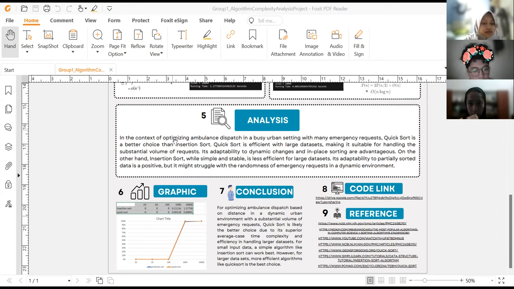And next, the conclusion: for optimizing ambulance dispatch based on distance in a dynamic urban environment with a substantial volume of emergency requests, quicksort is likely the better choice due to its superior average case time complexity and efficiency in handling larger data sets. For small input data, a simple algorithm like insertion sort can work best. However, for larger data sets, a more efficient algorithm like quicksort is the best choice. And the code we have from Google Drive, and the references we got from this.